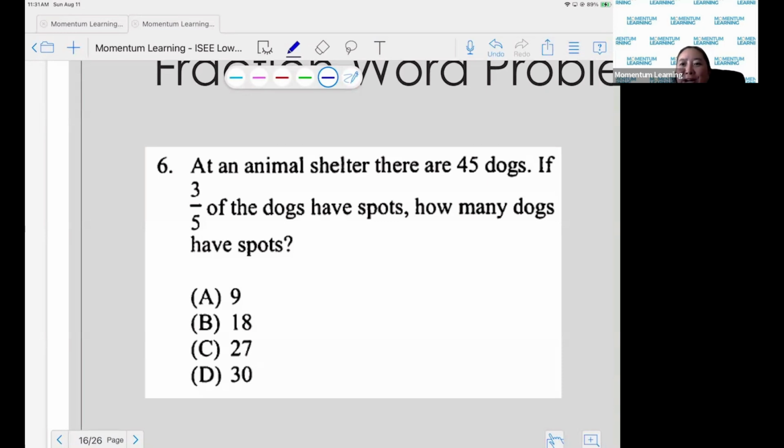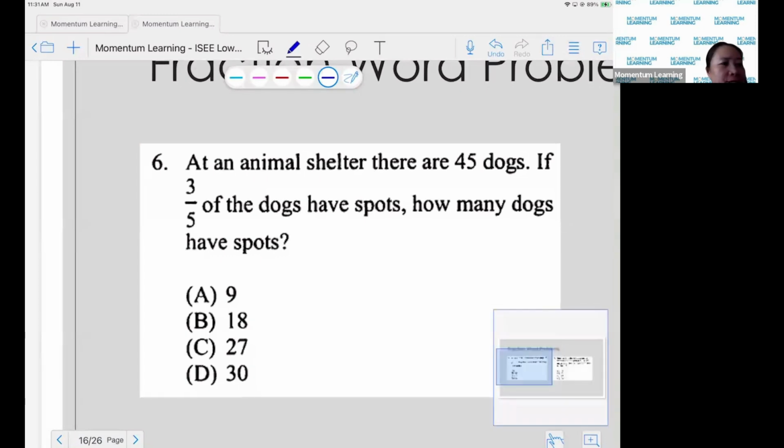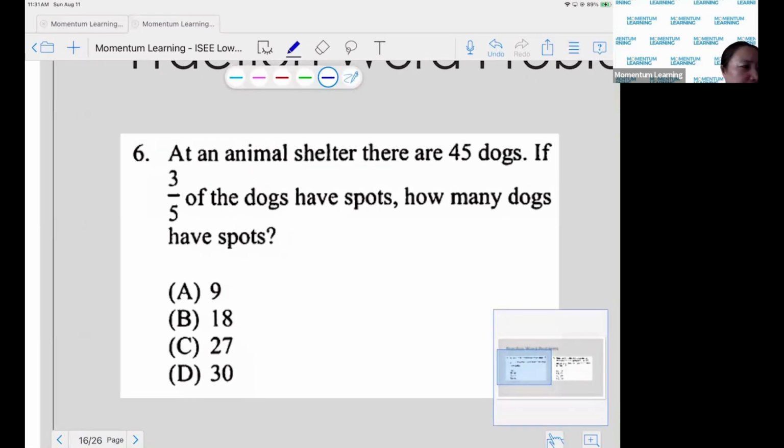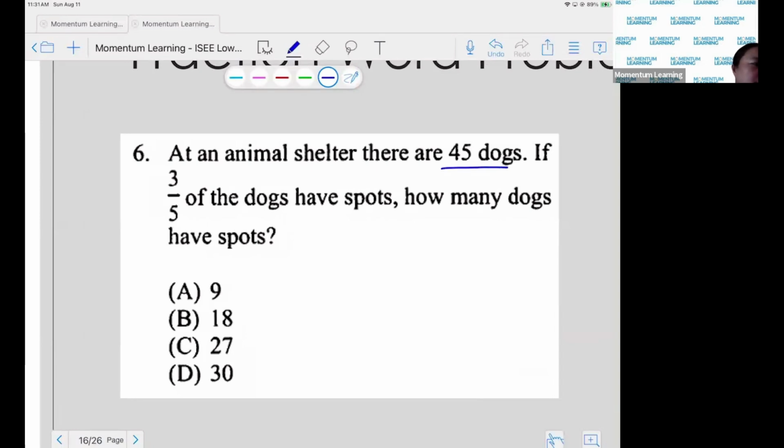Read, it's how many dogs have spots. Read carefully. We do have a couple of students who got B, a couple C. Let's see which one is correct. What do we need? An animal shelter has 45 dogs. If 3/5 of the dogs have spots, how many dogs have spots?